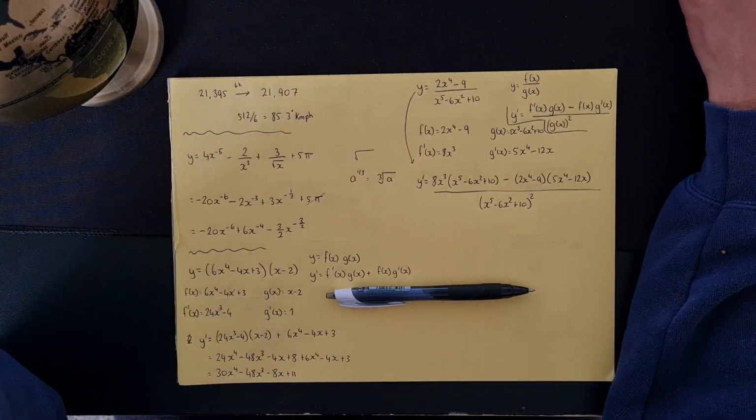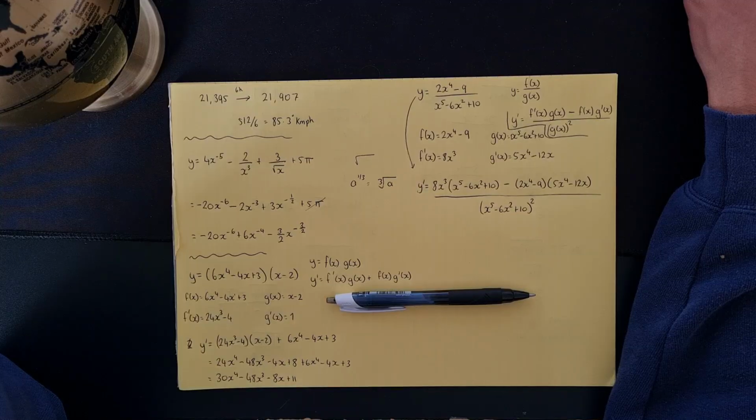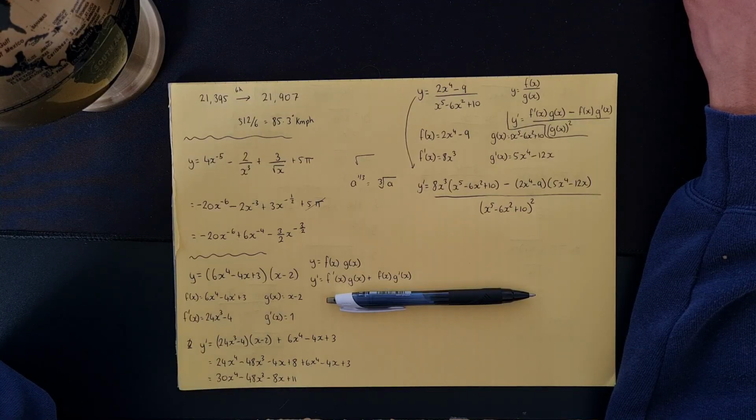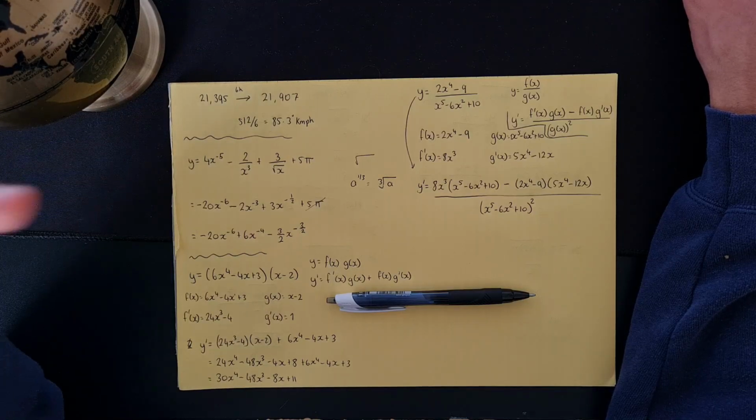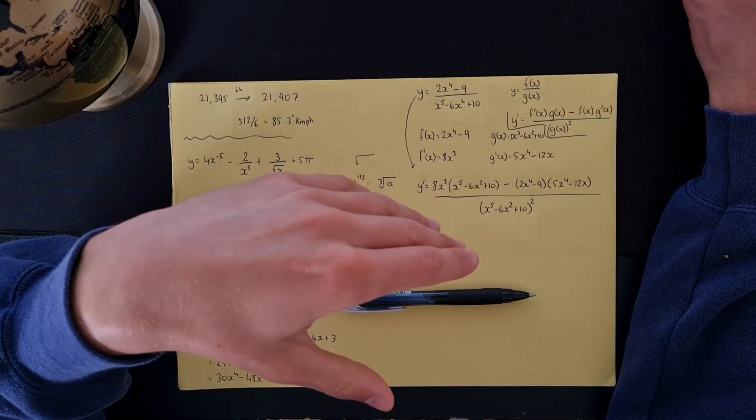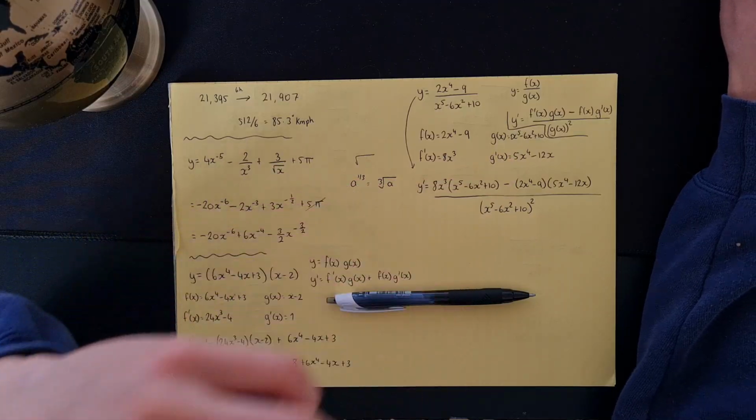Okay, let's see if it accepts this as our answer. Okay, and that's correct as well. Right, so we used the quotient rule, and we found the first derivative of that problem.